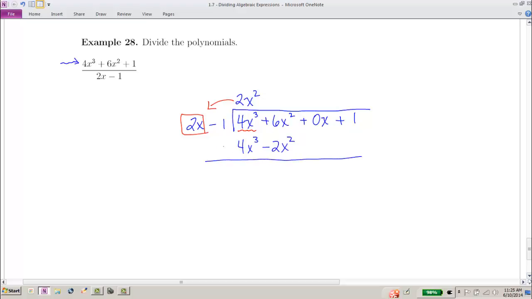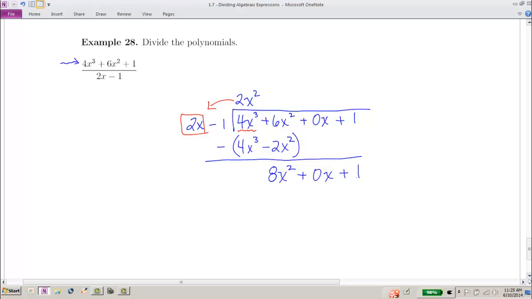In our next step, we're going to subtract this, putting it in parentheses because I have to make sure I'm subtracting the whole thing. I've got to be careful about our signs, but the first two terms, the 4x cubed minus 4x cubed, obviously those will cancel out. That's by design. That should always happen. And the next term, 6x squared minus a negative 2x squared, we know that means 6x squared plus 2x squared to give us 8x squared. Now I'm going to bring down the last two terms, plus 0x, there's our placeholder, plus 1.